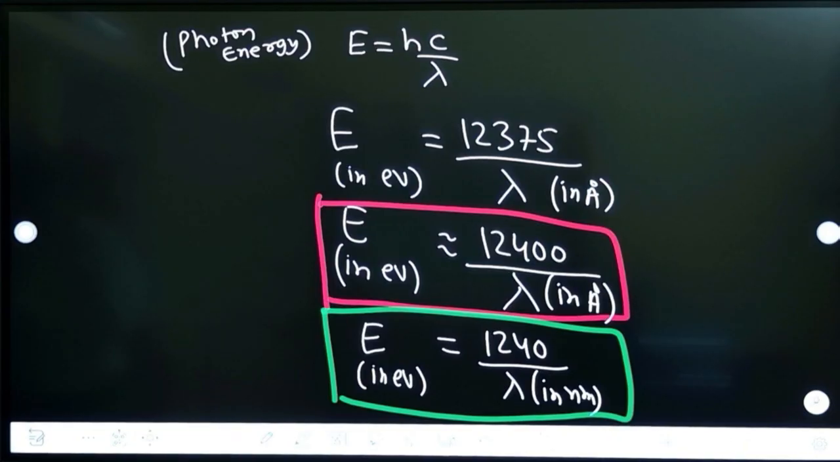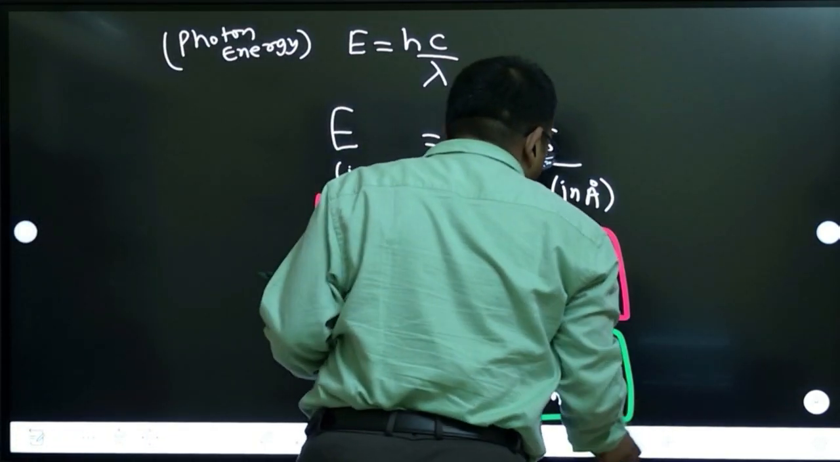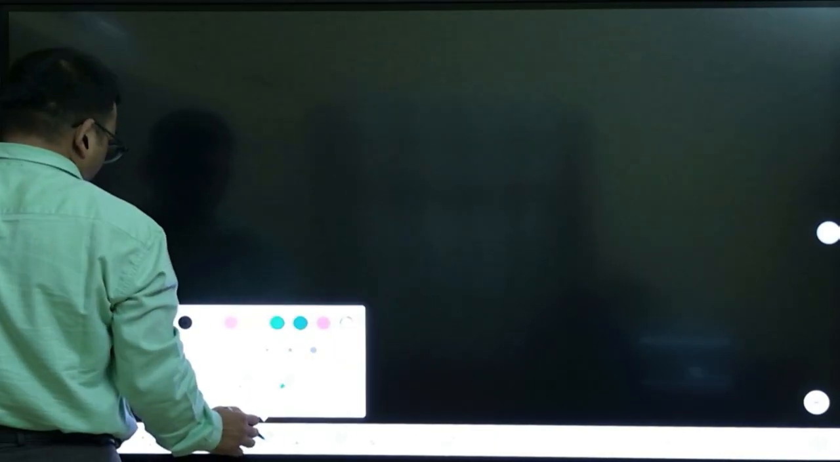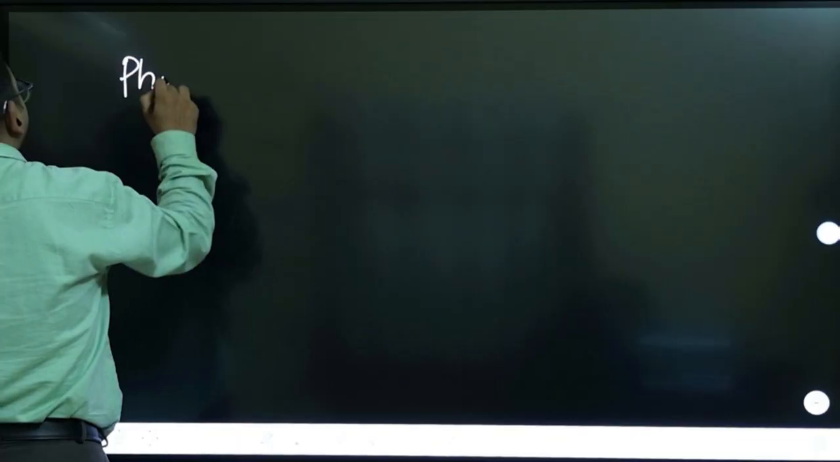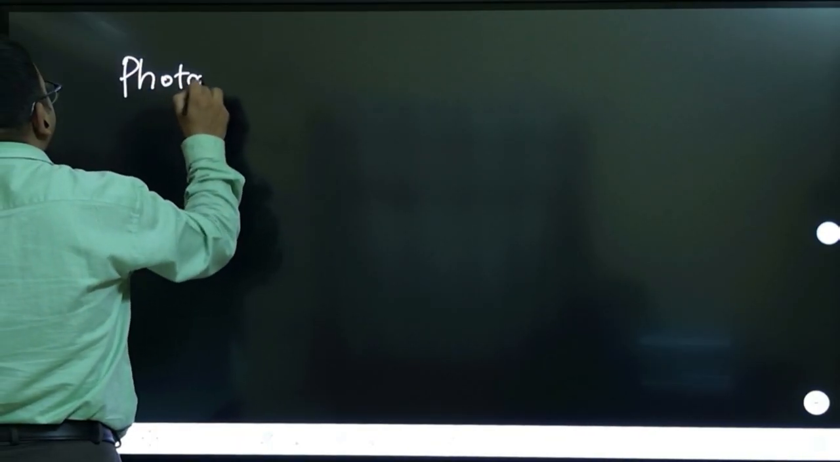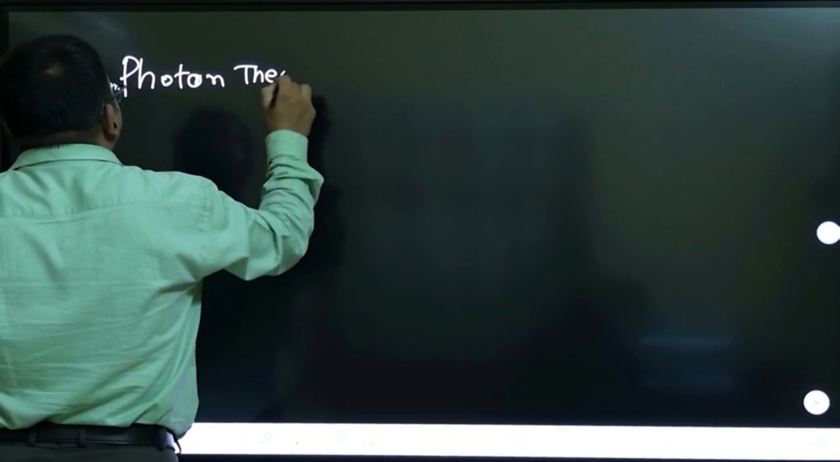Then next, I think here you need to learn about the photon theory of light given by Einstein. Einstein photon theory I will explain. So let us discuss Einstein's photon theory of light.